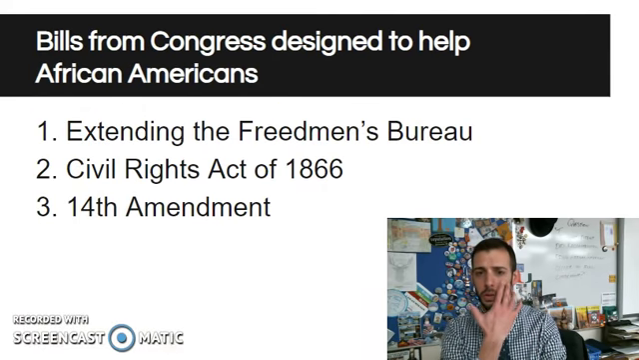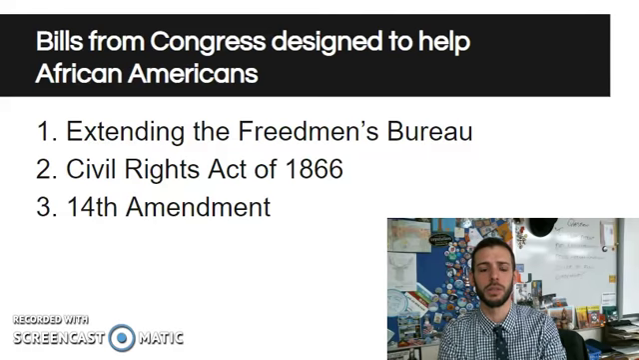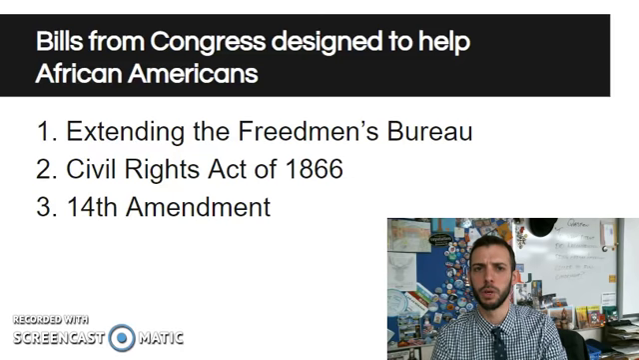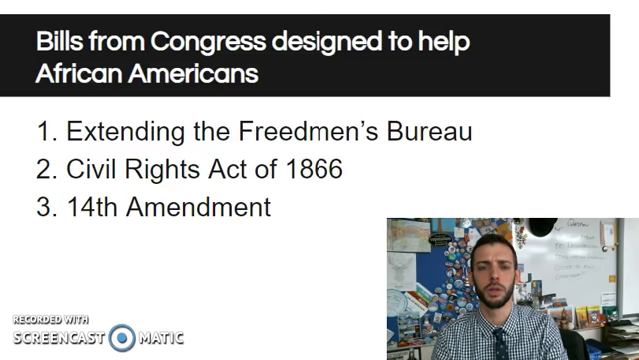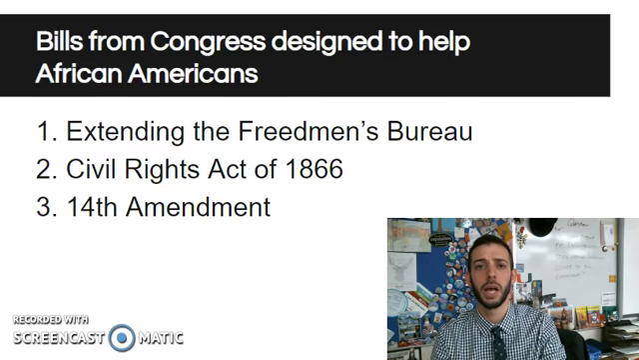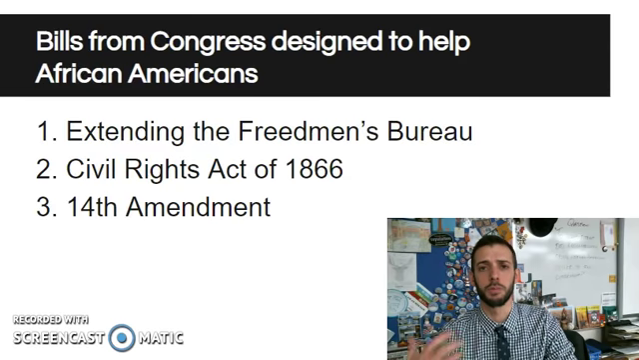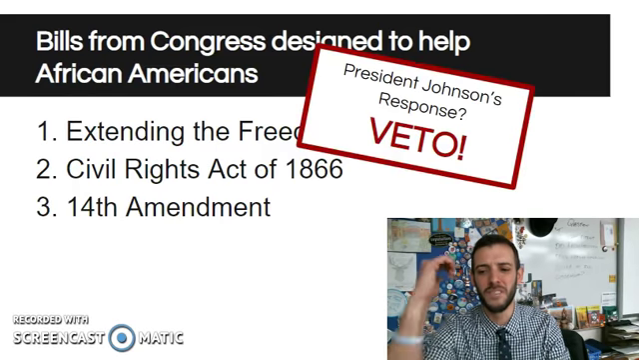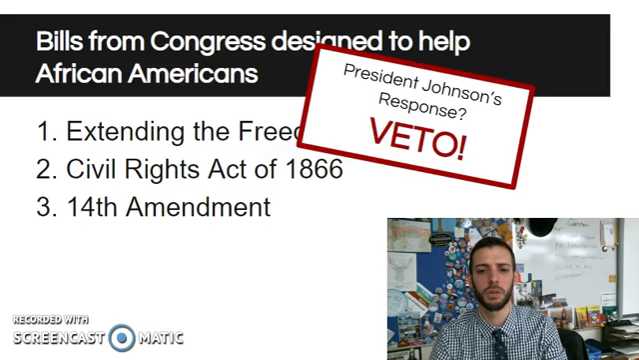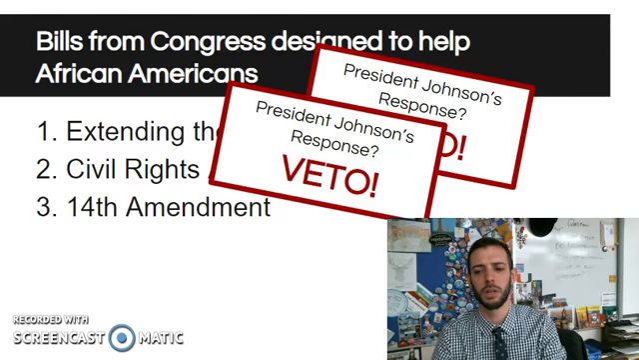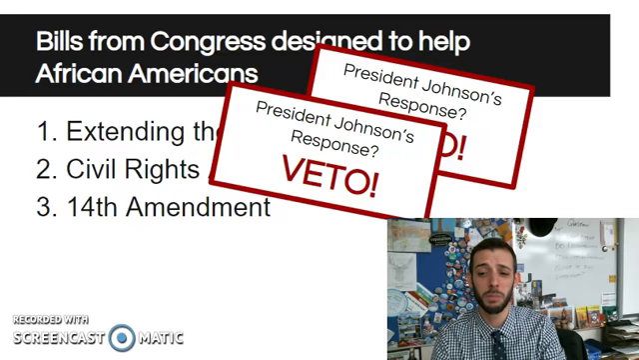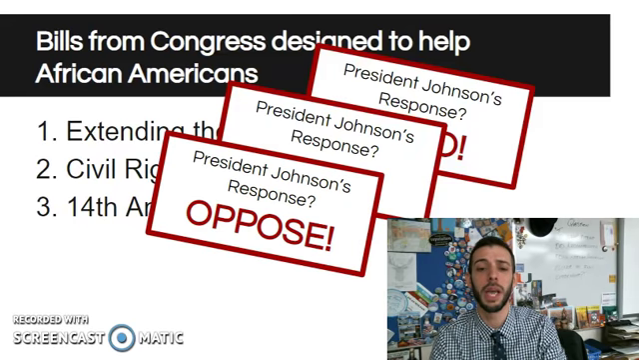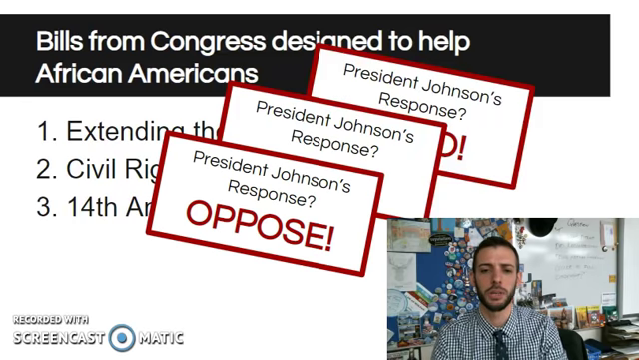Well, these bills from Congress were designed to help African Americans, and this was the reaction from President Johnson. I didn't mention extending the Freedmen's Bureau, but in the last video I talked about the Freedmen's Bureau, this agency that was established to help African Americans with just typical necessities and needs. So Johnson's reaction to extending the Freedmen's Bureau was veto. He used his veto stamp. Civil Rights Act of 1866, veto. He vetoed that one also. And the 14th Amendment, he can't veto, but he can oppose it. And so he does that.